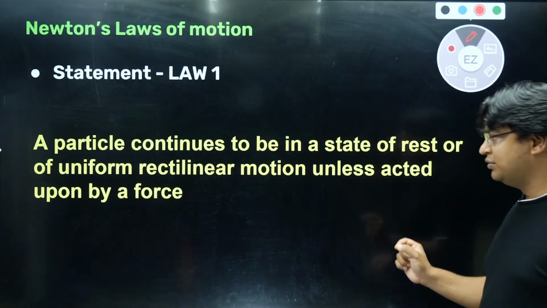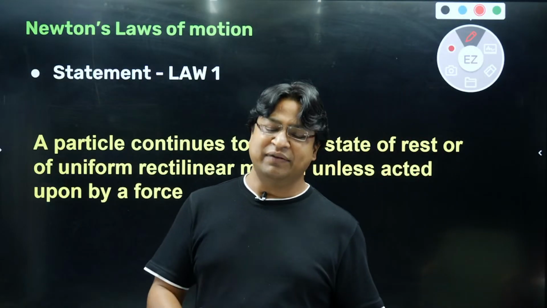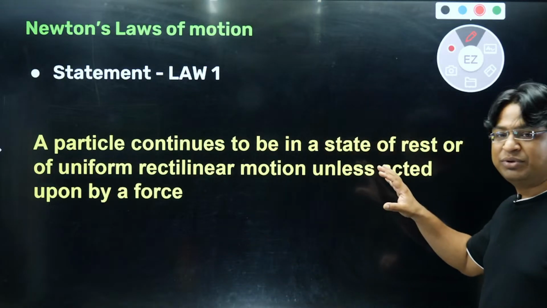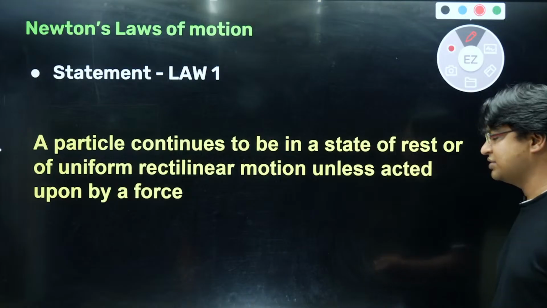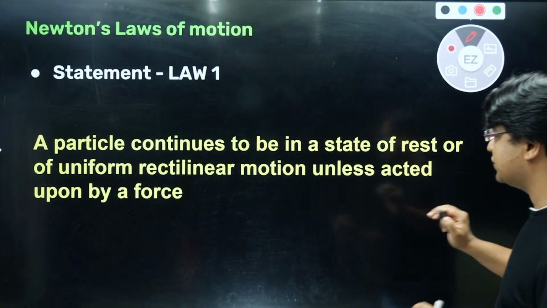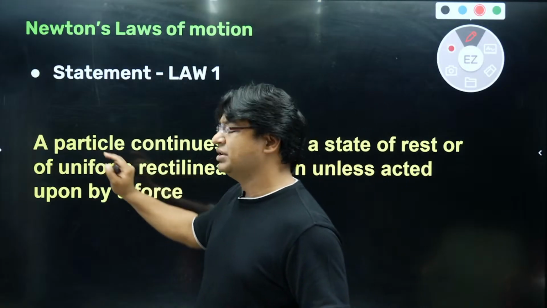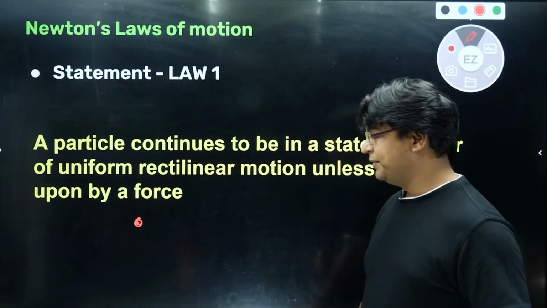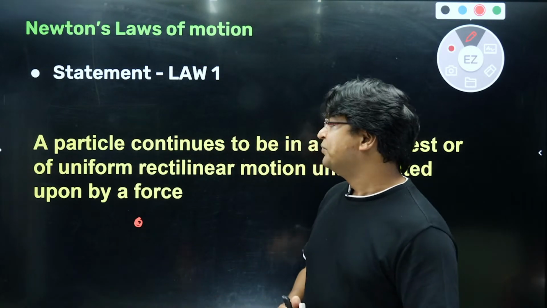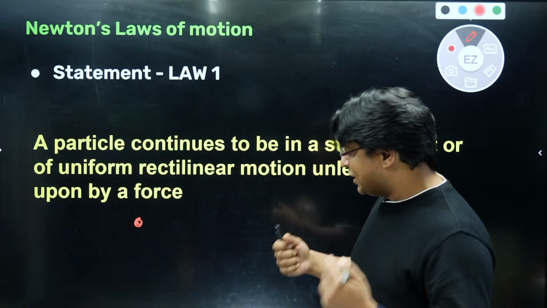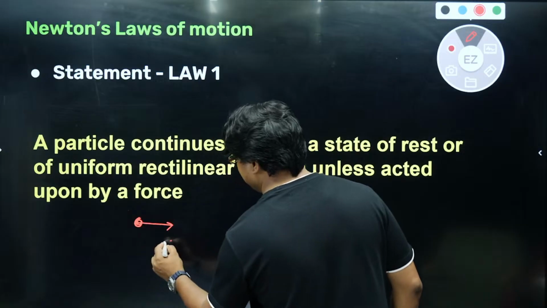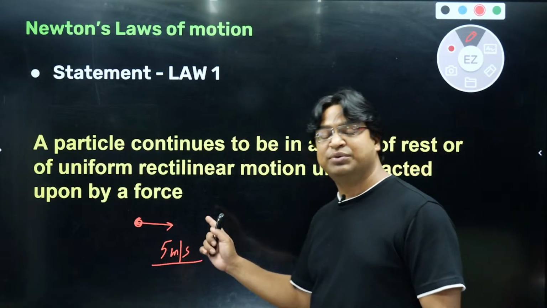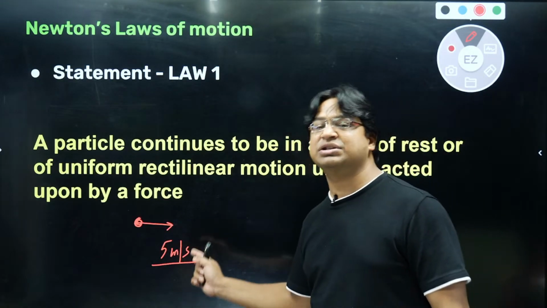First of all, I would like you guys to copy this statement in your notes, and then we will start understanding it. There are a lot of things to be discussed as far as this statement is concerned. So let's start talking about it one by one. What does the statement say? It says that if there is a particle and if this particle was at rest, if it wasn't moving, it will not move until a force is applied on it. And suppose it was moving with some speed, let's say 5 meters per second, then it will continue to move in the same direction with the same speed unless a force is applied on it.